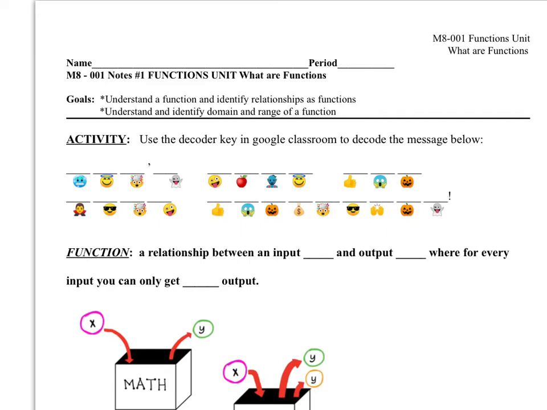In this video walkthrough, we are going to learn about functions and identify relationships as functions. We're also going to understand and identify domain and range.